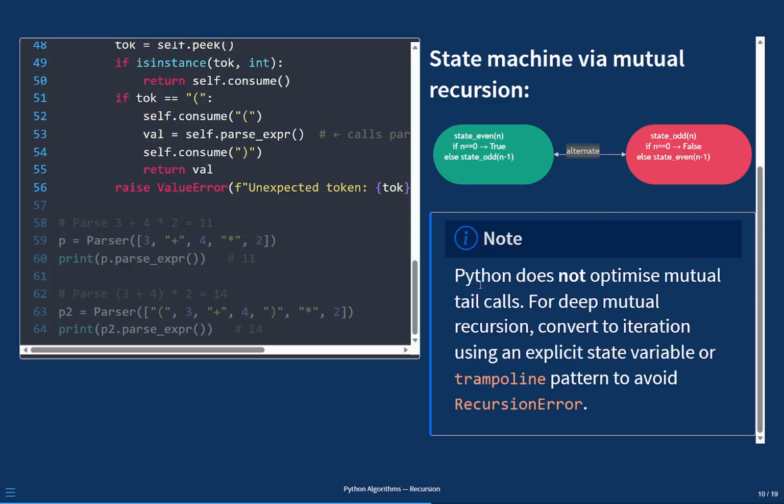Important caveat. Python does not optimize mutual tail calls any more than it optimizes direct tail calls. For deep mutual recursion, say, on a deeply nested expression, you'll hit RecursionError just as you would with direct recursion. The fix is the trampoline pattern, which we'll cover shortly.